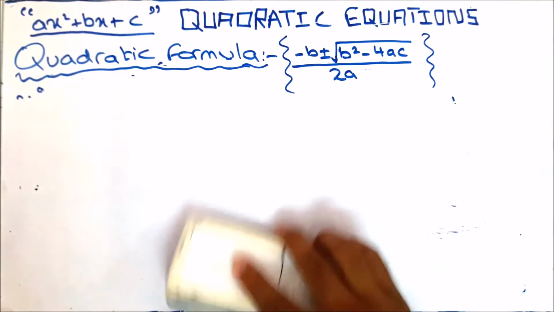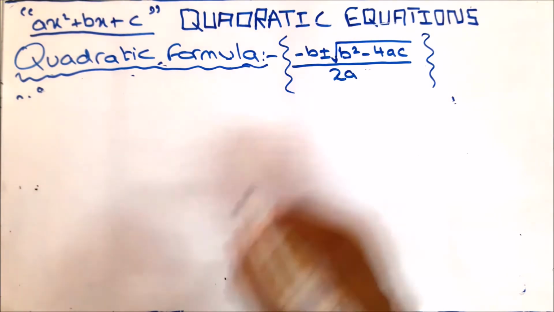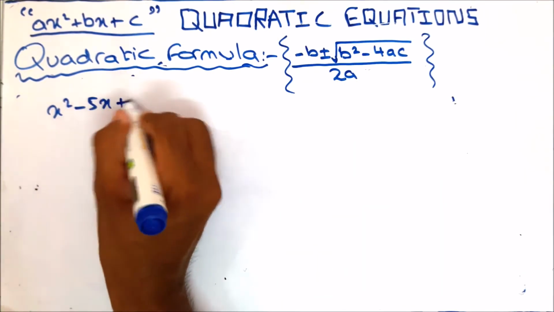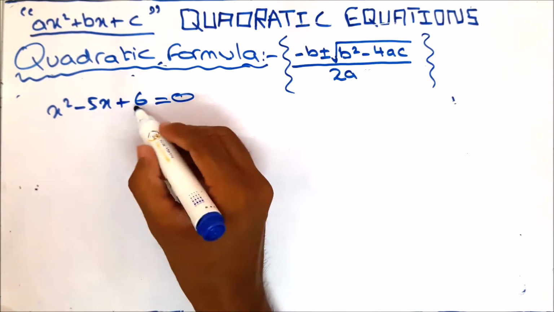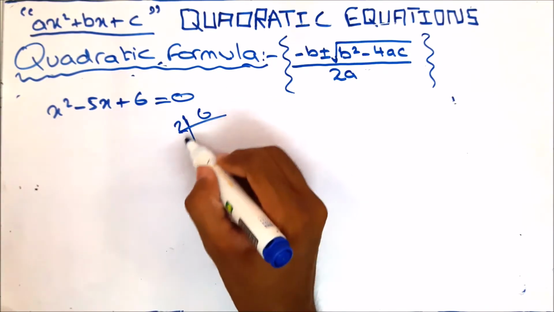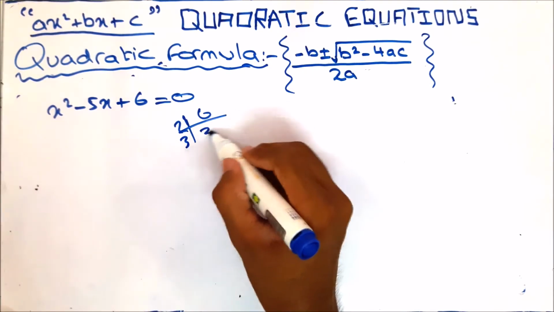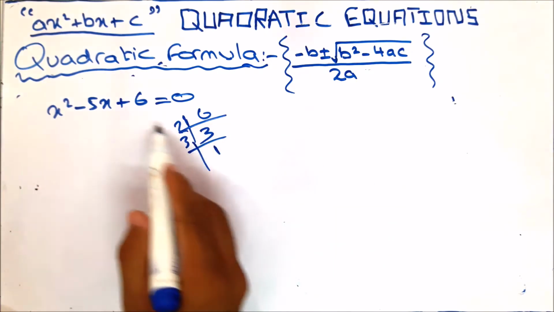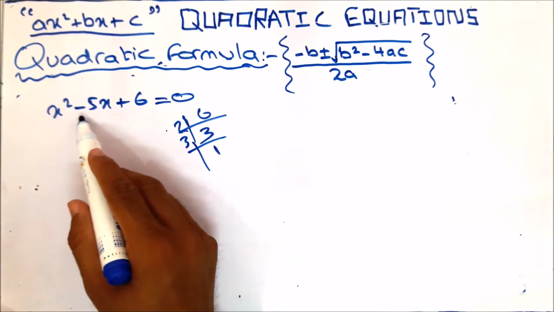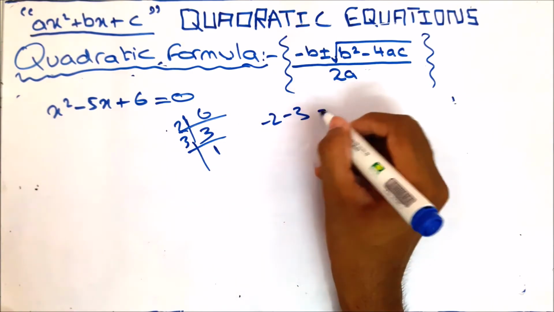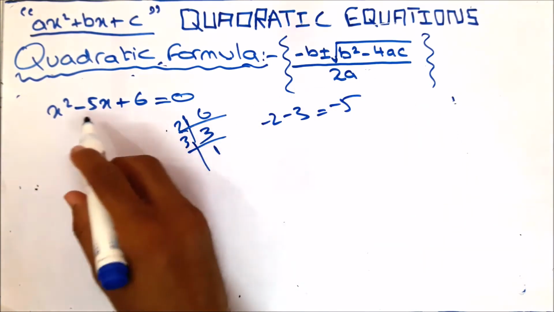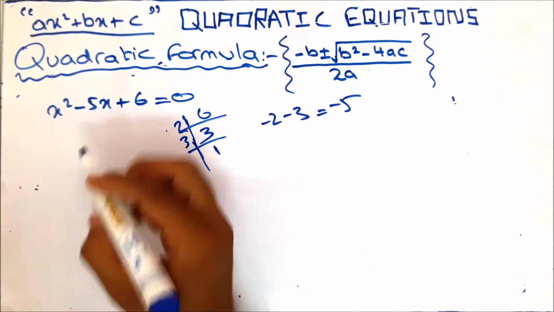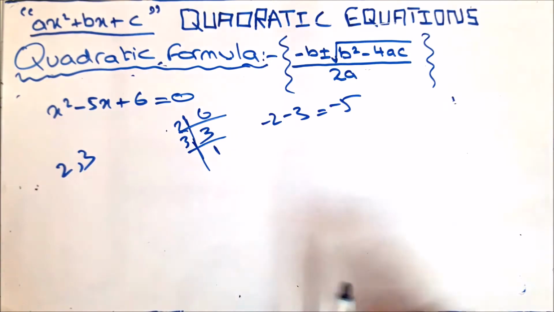Let's do one question we did in the previous video using the quadratic formula. We had x squared minus 5x plus 6 equals 0. Here's 6. When we take the factors of 6, we get 2 and 3. So minus 2 minus 3, we get minus 5. So yes, we can solve it using the factorization method, and you can check the video. Its link is in the description below. Its answers were 2 and 3.